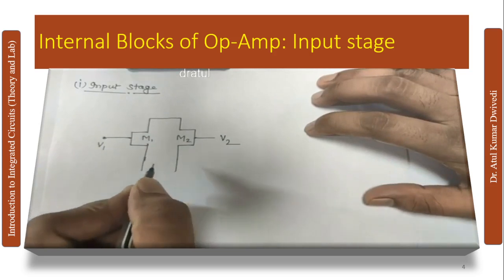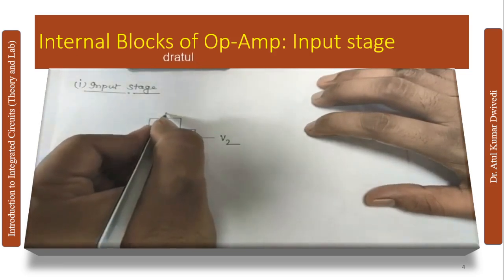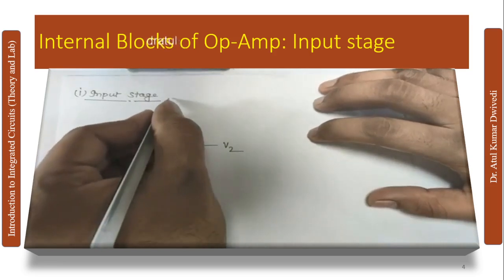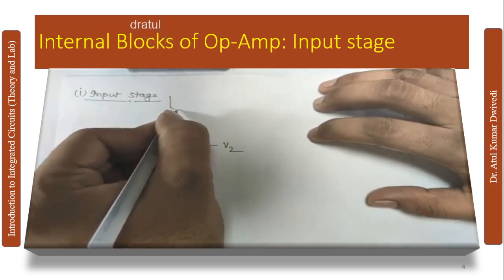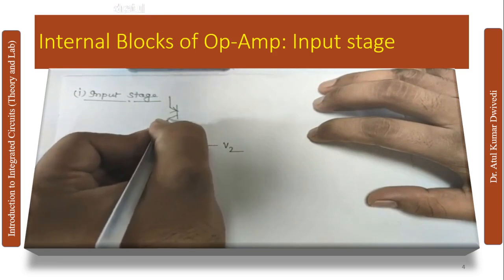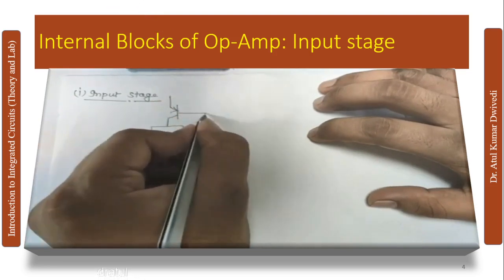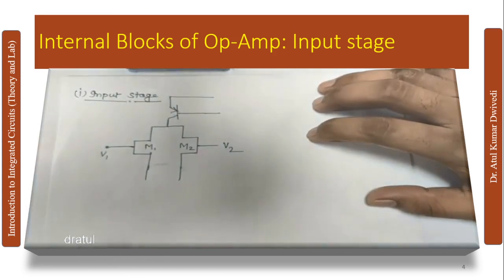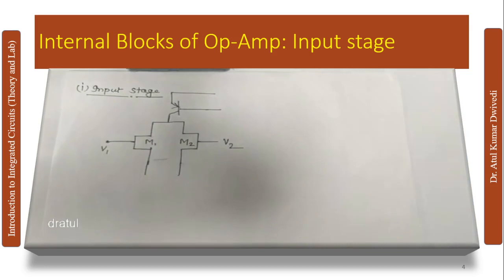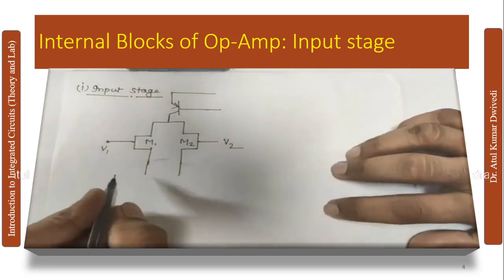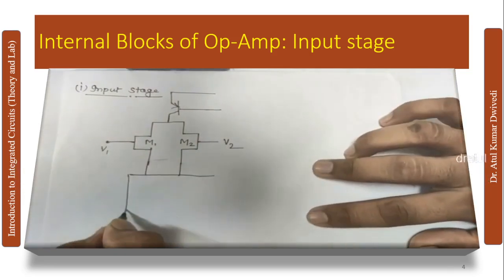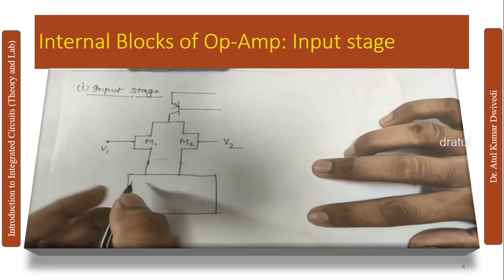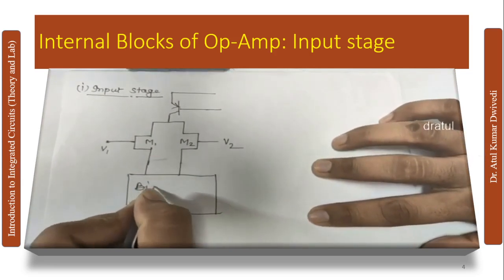And the output of this stage goes to the input, which is biased with the help of the bias stage. So many times the bias stage is considered first, and many times the input stage is considered first, but these two are integrated together. They are integrated circuits, therefore both are studied together. And the second stage is the bias stage. Let us study the bias stage.